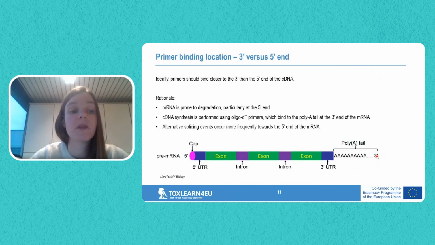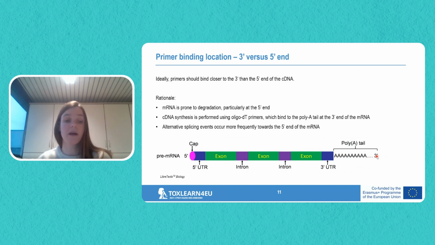Then a last factor to consider when designing primers is the location where they bind within the cDNA. So ideally, when you have the choice, let's say you use an online tool to design primers and you have different possible primer pairs that meet the requirements that we discussed before. So a good amplicon length, good primer length, good primer melting temperature. Then ideally, you should go for primers that bind closer to the 3' end of the cDNA.